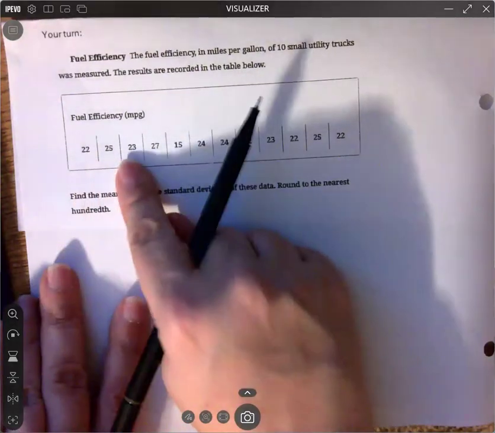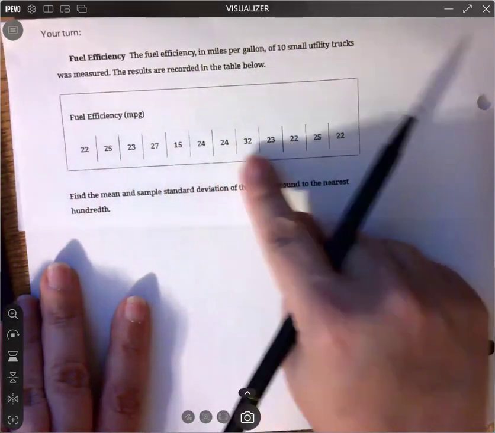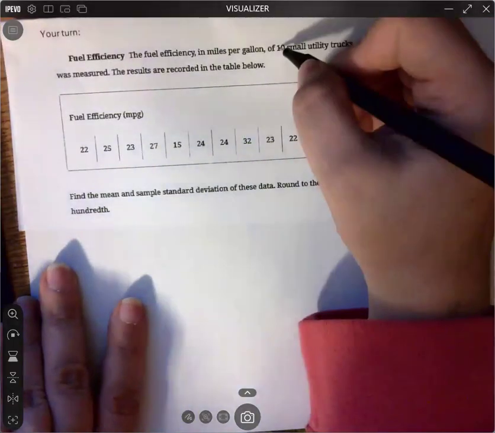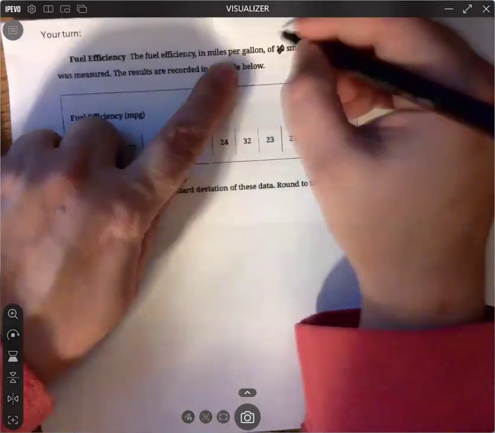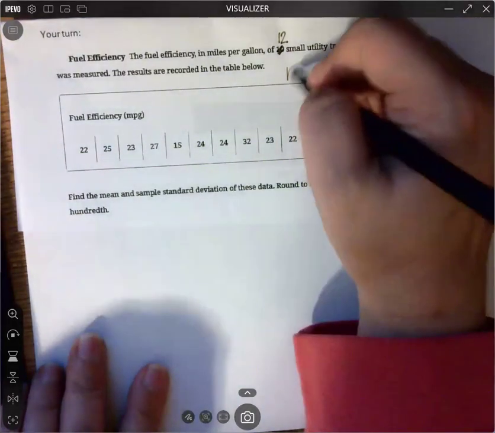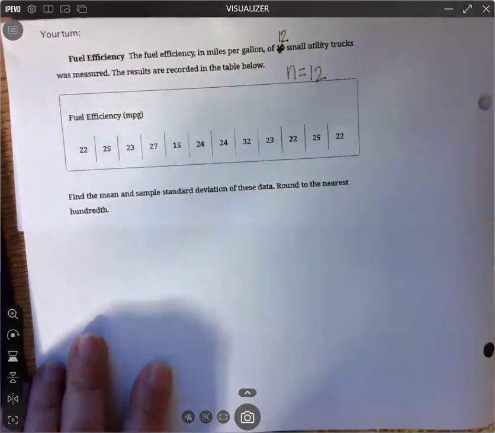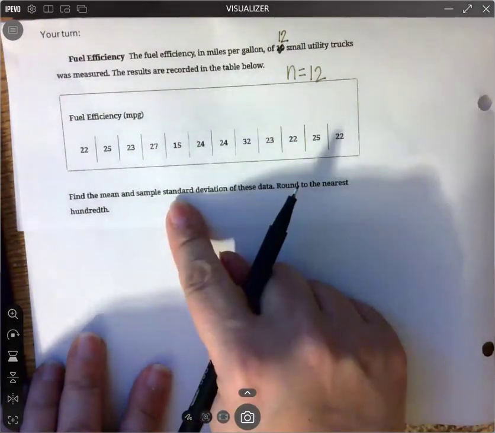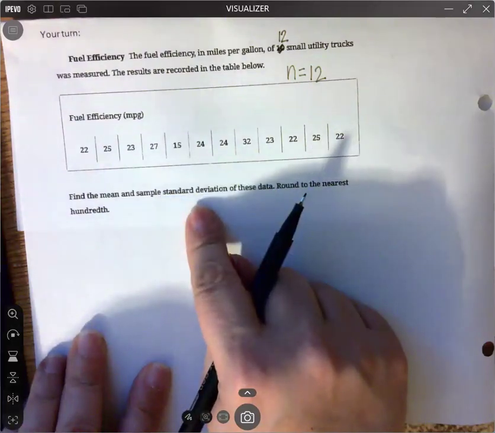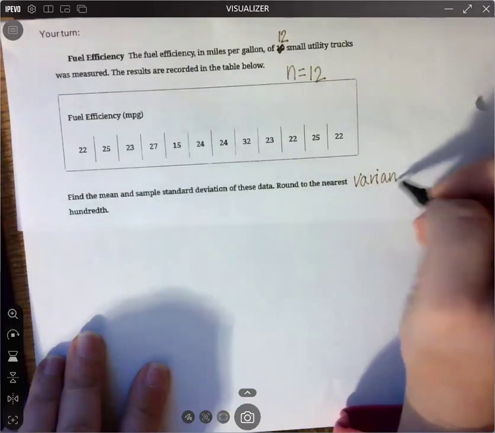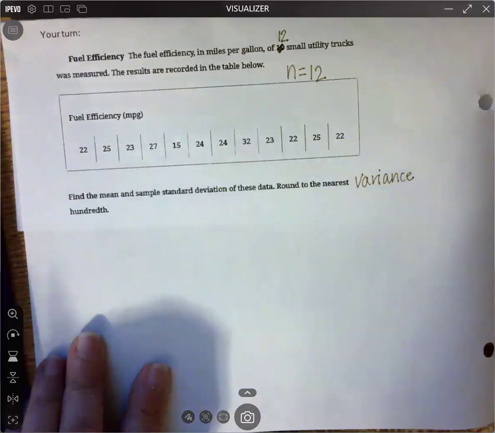1, 2, 3, 4, 5, 6, 7, 8, 9, 10, 11, 12. So there's a small problem we're going to fix really quickly. There are not 10 trucks, but 12. Okay, that represents N. N is 12. So let's keep that in mind. All right, so the first thing we're going to do is find the mean, the sample standard deviation, and we're also going to find the variance. Okay, so let's do it.